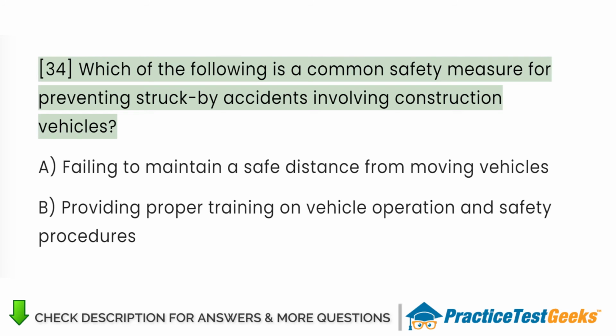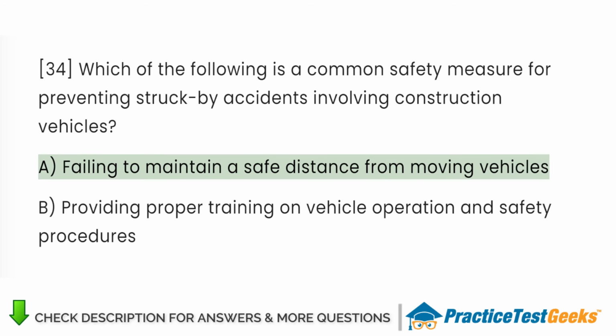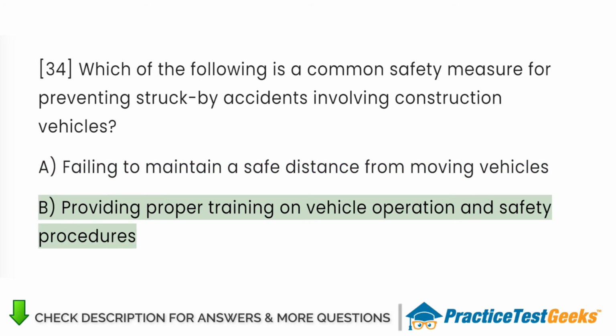Which of the following is a common safety measure for preventing struck-by accidents involving construction vehicles? A. Failing to maintain a safe distance from moving vehicles. B. Providing proper training on vehicle operation and safety procedures.